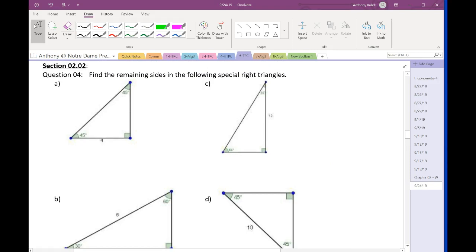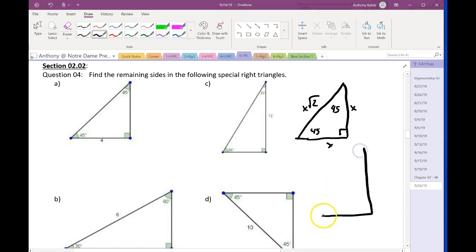So find the remaining sides of the special right triangles. To do this, you have to remember the ratios for our special right triangles. So in a 45, 45, 90, the ratios are x, x, and x square root 2. For a 30, 60, 90, the side opposite to 30 is x, the side opposite to 60 is x square root 3, and the hypotenuse is 2x.